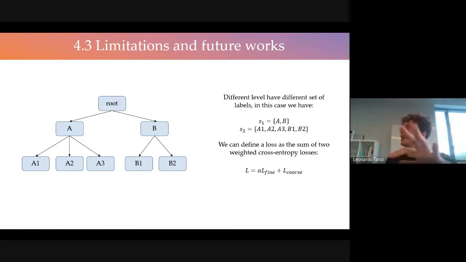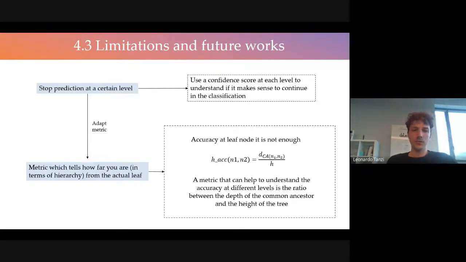Right now, it's not super easy to explain with just two layers, but if you have more layers, you understand how this differs. It's just a metric that adapts to the structure. In a normal situation, if the correct label is B1 and you predict B2, you get 0 as the metric. But we still think that we should give some importance also to the intermediate prediction.